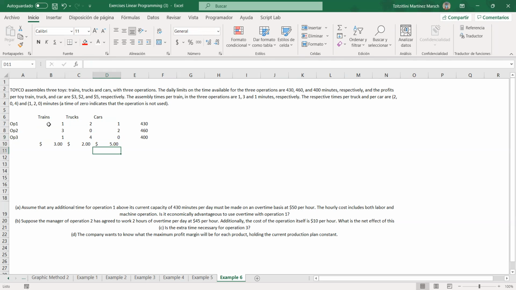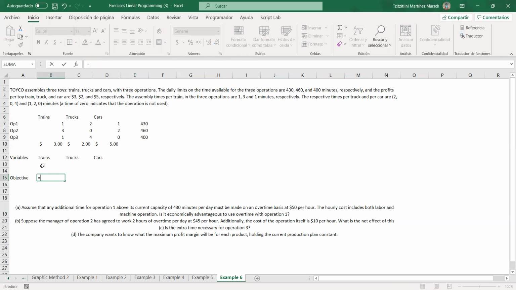Okay, and it is asking me what is it that I'm going to use to maximize this. So I'm going to put my variables right here. And my variables are trains, trucks, and cars. And they'll be right here. My objective is going to be right here. And the objective is however many trains times how much I'm getting, the number of trucks times how much profit, cars times my profit for the cars.